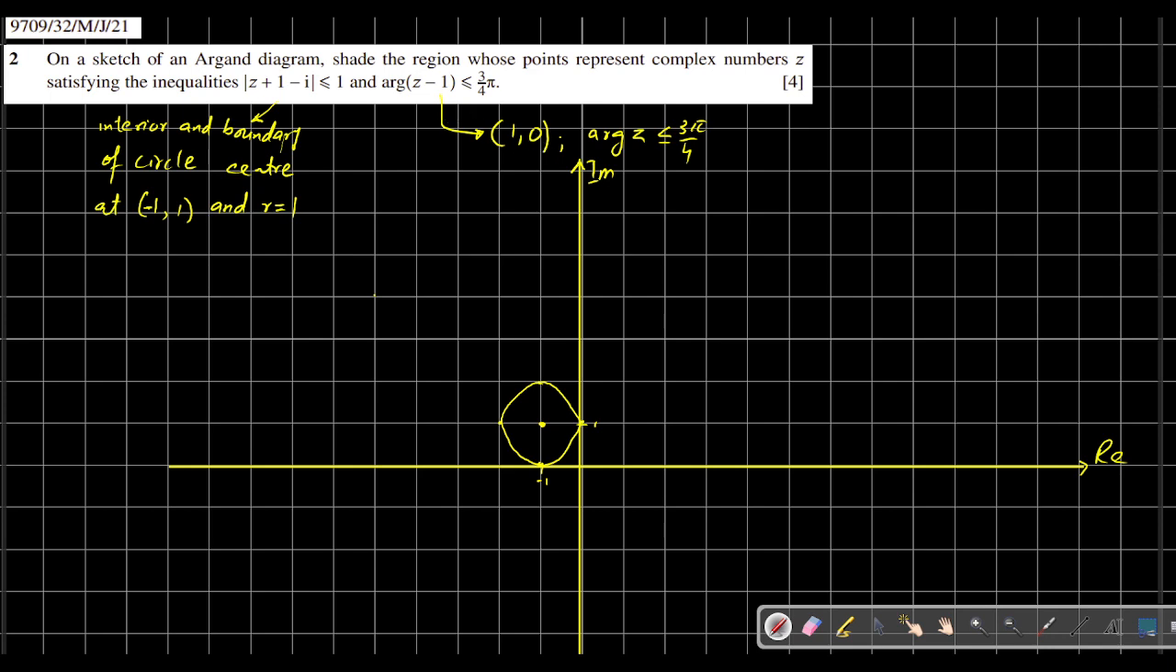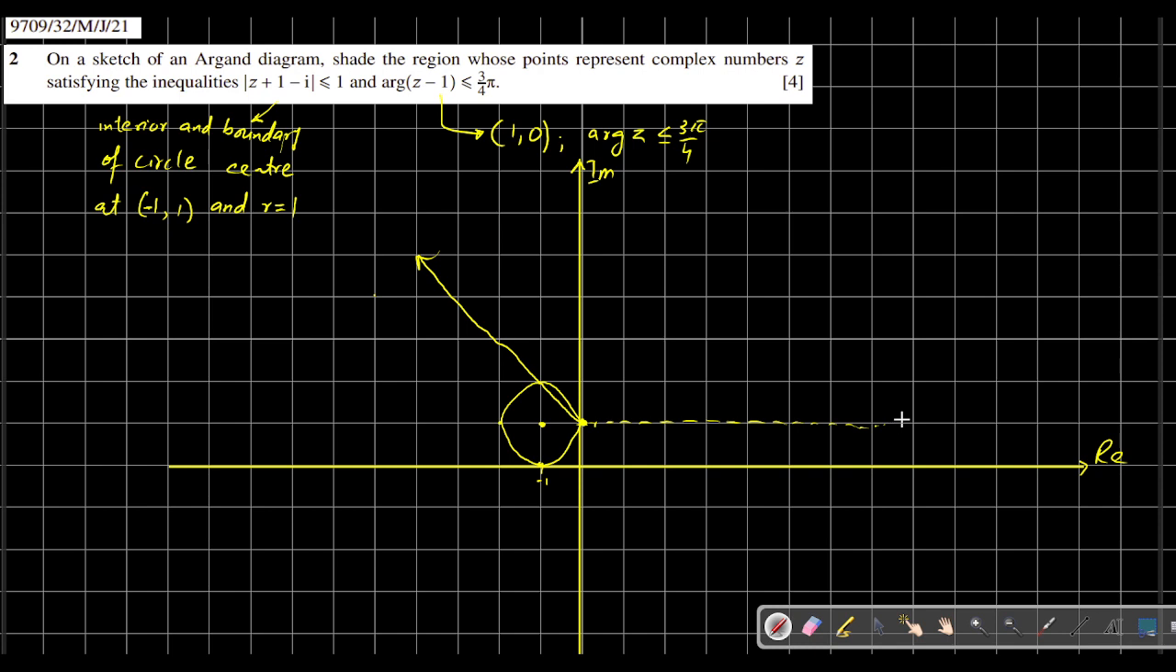The center of the second inequality is at 1, 0. So this is the center of the second inequality, 1, 0, and the argument of all those z which satisfy this inequality is less or equals to 3π/4. So we draw a half line with the argument 3π/4. So this is the line with the argument 3π/4.